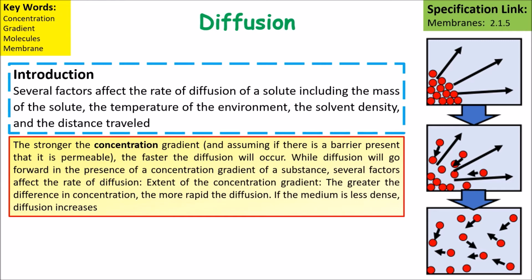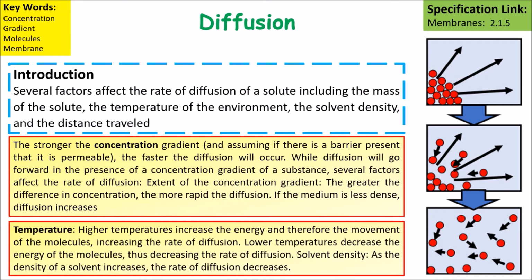While diffusion will go forward in the presence of a concentration gradient of a substance, several factors will affect the rate of diffusion. So these might include the extent of the concentration gradient: the greater the difference in concentration, the more rapid the diffusion will be. If the medium is less dense, then diffusion will also be increased. High temperatures increase the energy and therefore the movement of molecules, increasing the rate of diffusion. Lower temperatures decrease the energy of the molecules, thus decreasing the rate of diffusion.